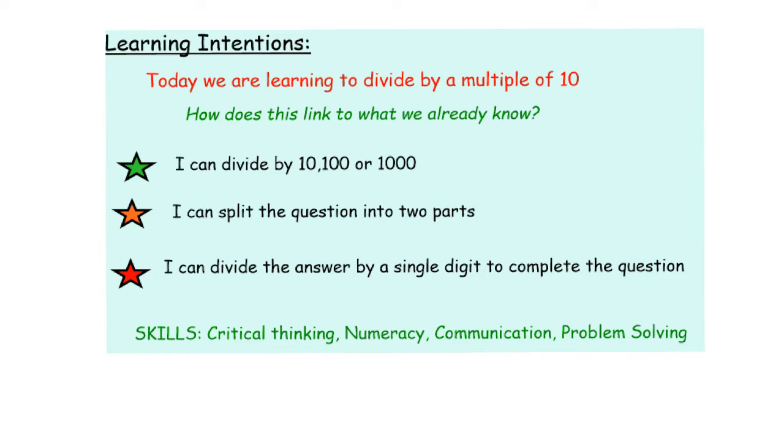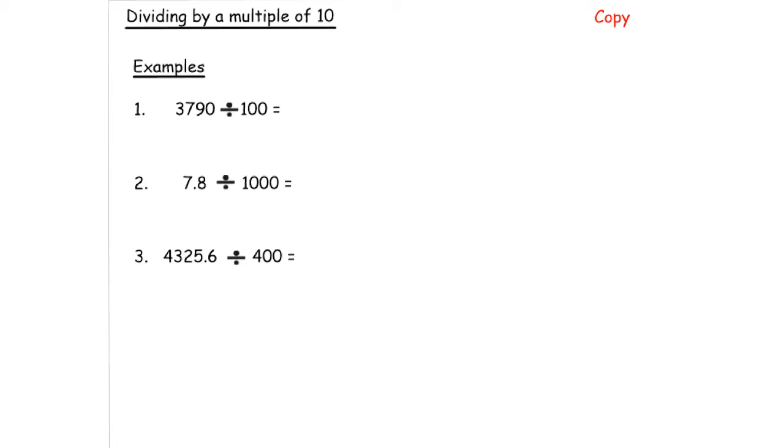Okay, so I have some examples here, and I would like you to copy these ones down in your jotter, just like you were in class copying them from the board. So the title is Dividing by a Multiple of 10, and it's just so that if you need to look back, you can have examples to look at.